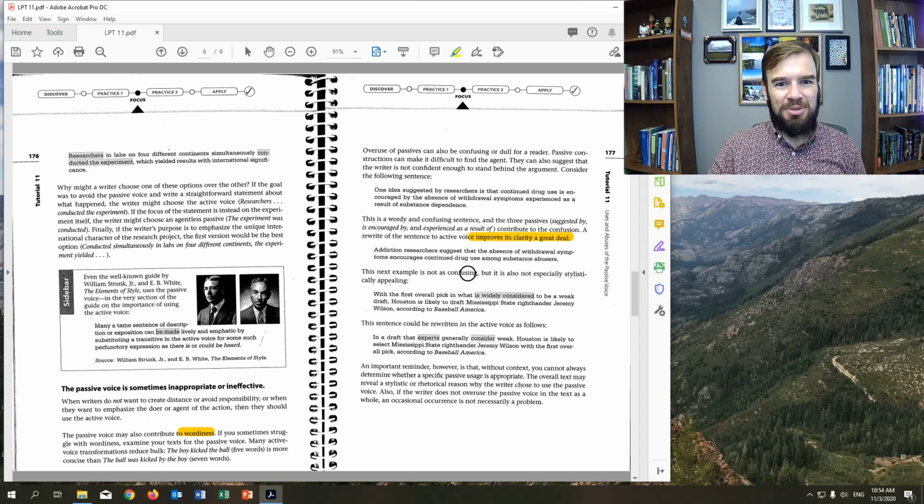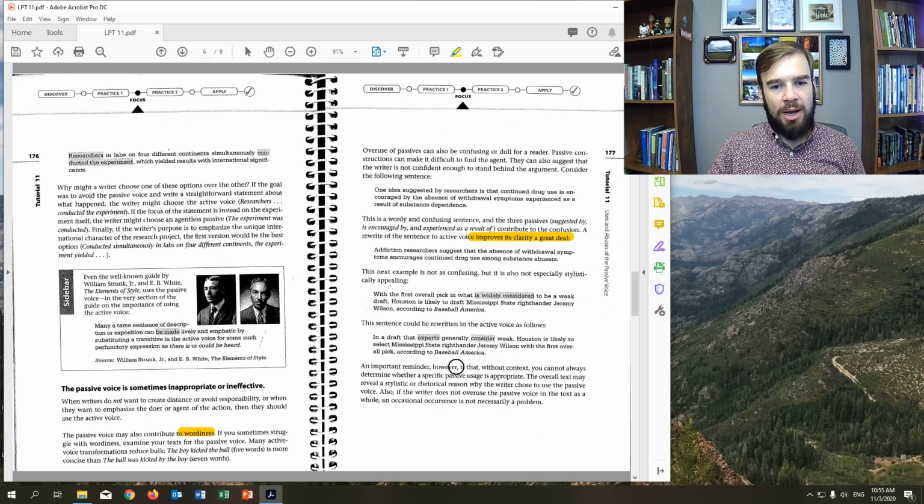Now, this next example is not as confusing, but it is also not especially stylistically appealing. So, with the first overall pick in what is widely considered to be a weak draft, Houston is likely to draft Mississippi State right-hander Jeremy Wilson, according to Baseball America. This sentence could be rewritten in the active voice as follows. In a draft that experts generally consider weak, Houston is likely to select Mississippi State right-hander Jeremy Wilson with the first overall pick, according to Baseball America.